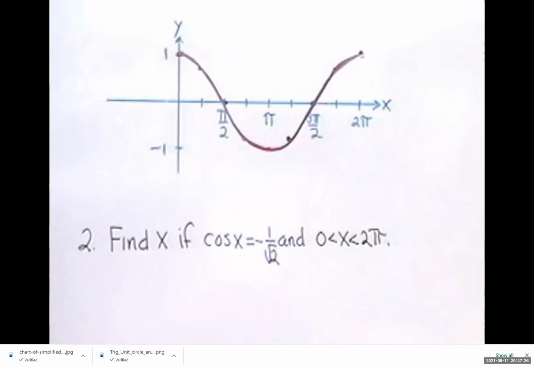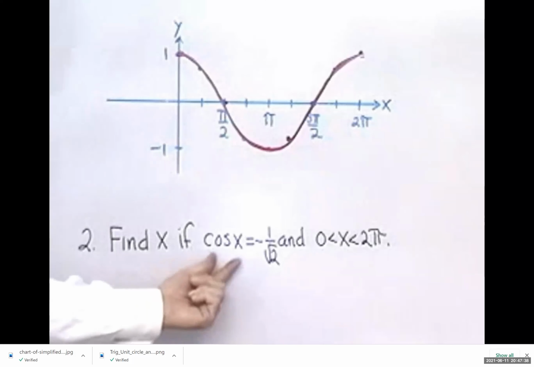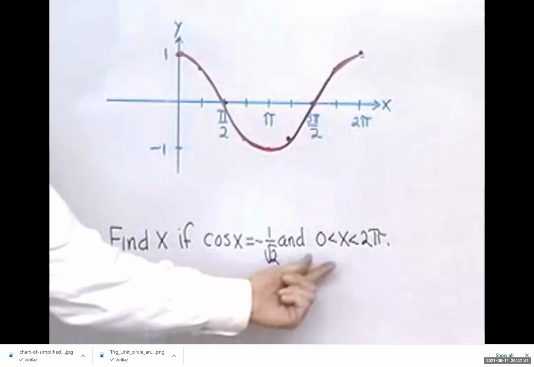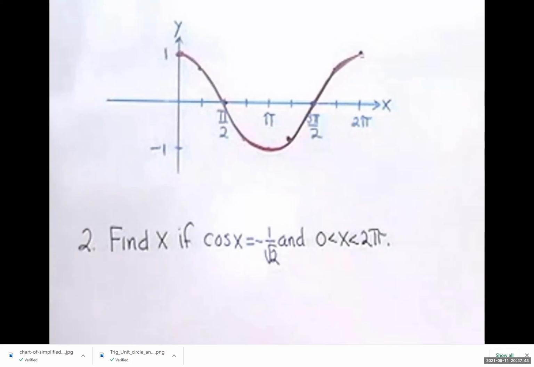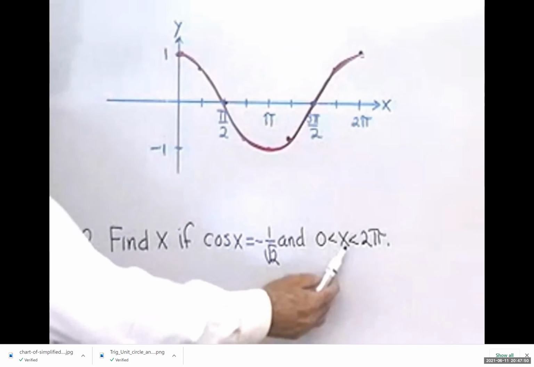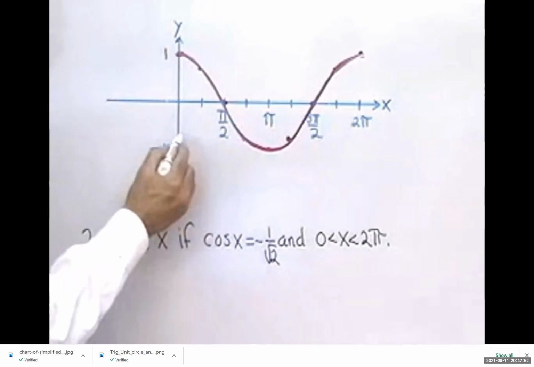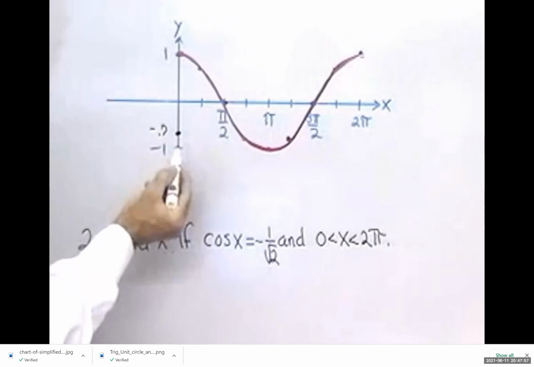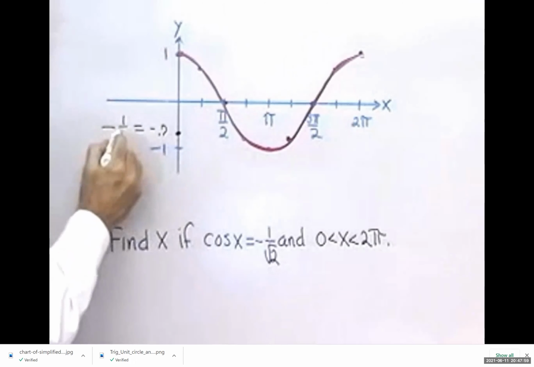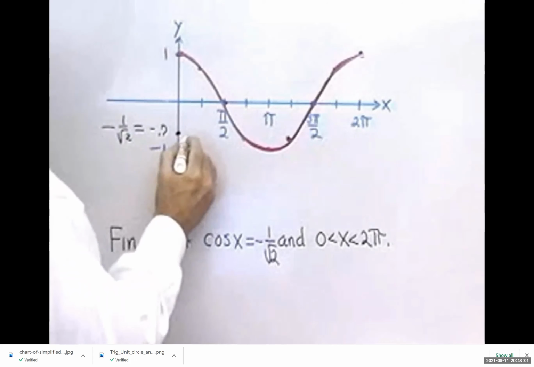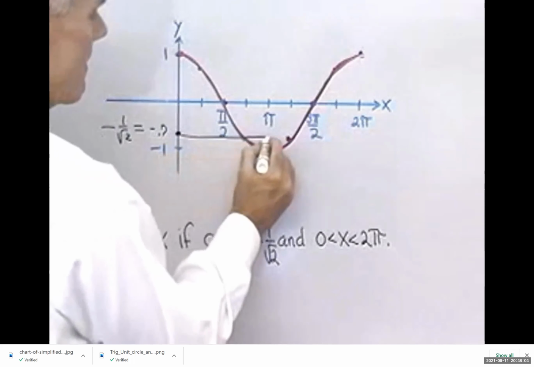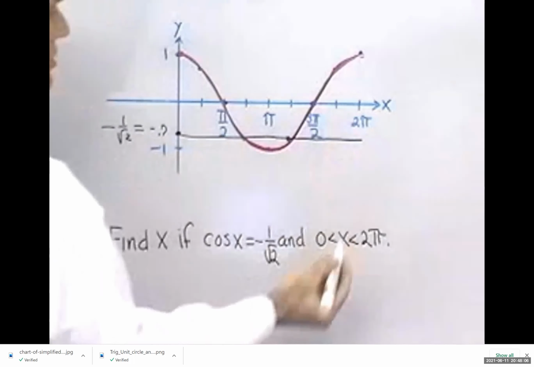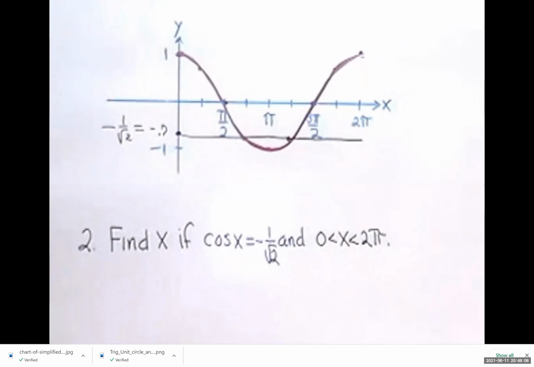Second problem, we're asking: find x if cosine x is negative 1 over square root 2 and x is between 0 and 2 pi. So what I'm saying is that the cosine of x is negative 1 over square root 2, or negative 0.7, and x is between 0 and 2 pi. Well, if I go over to the graph to about negative 0.7, which is negative 1 over square root 2, and then I'll just travel along the graph in a straight line and see where my straight line intersects that graph.